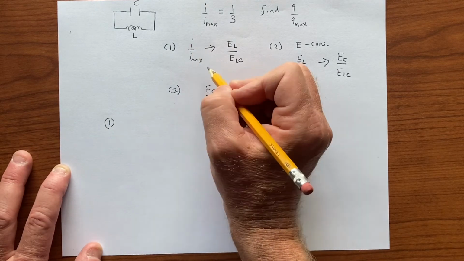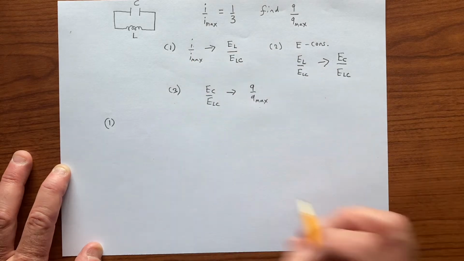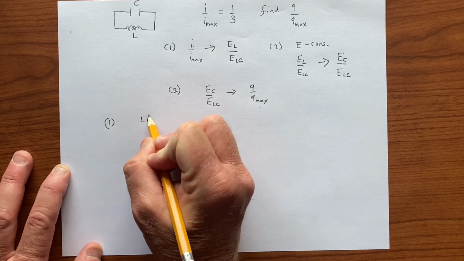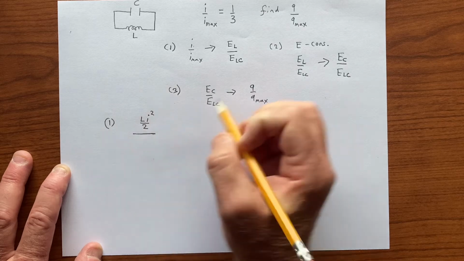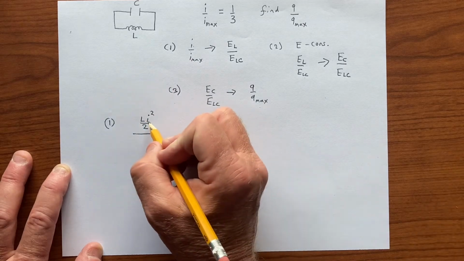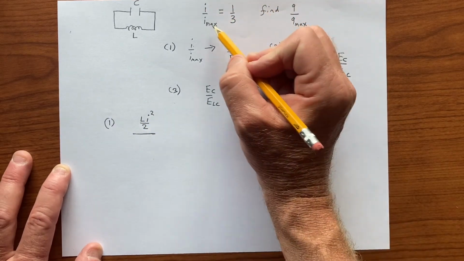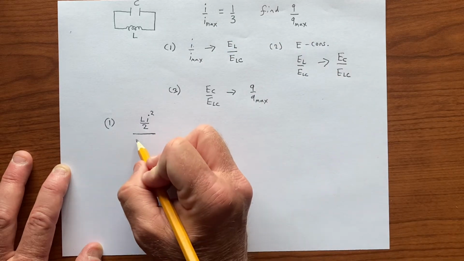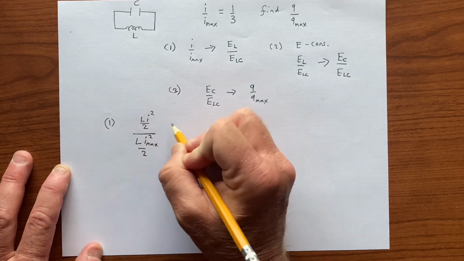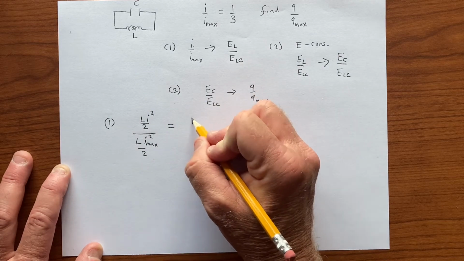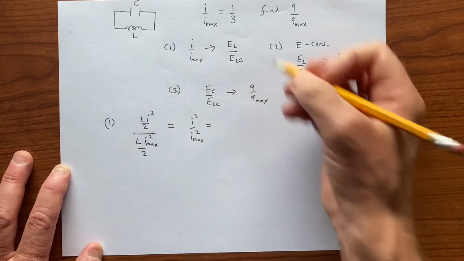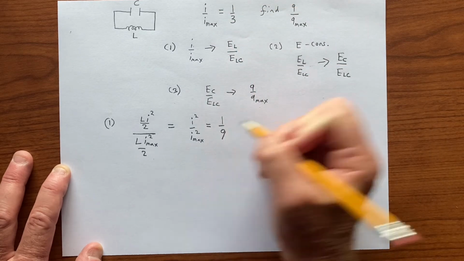So when we have this ratio, how do we get the EL? EL is Li squared over 2. And the total energy in the LC circuit can be written in terms of current, because we want to write the total energy in terms of the maximum current. And in that case, we can write L I max squared over 2. And we know that this is I squared over I max squared, which, given this, has to be 1/9.